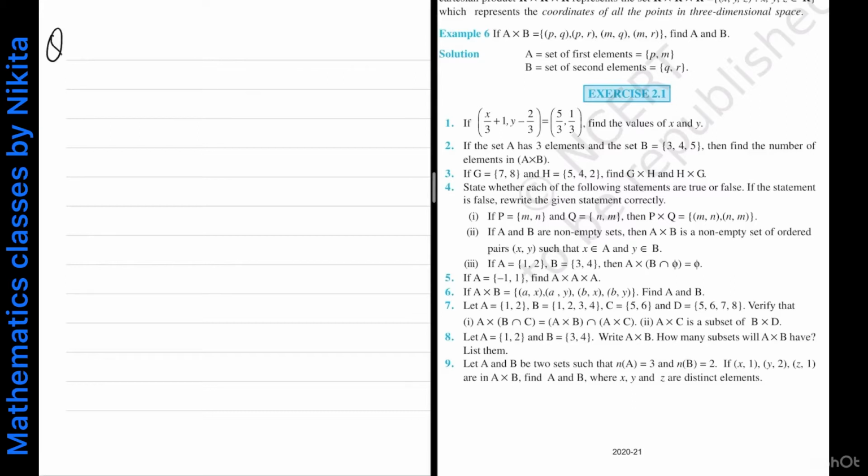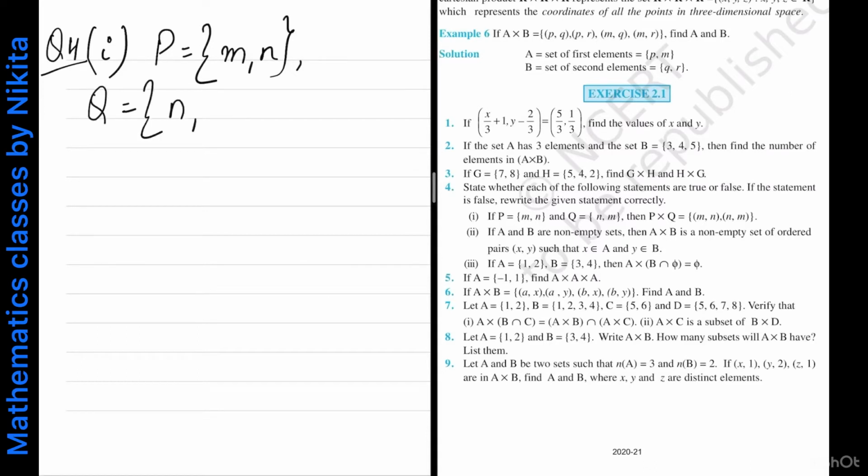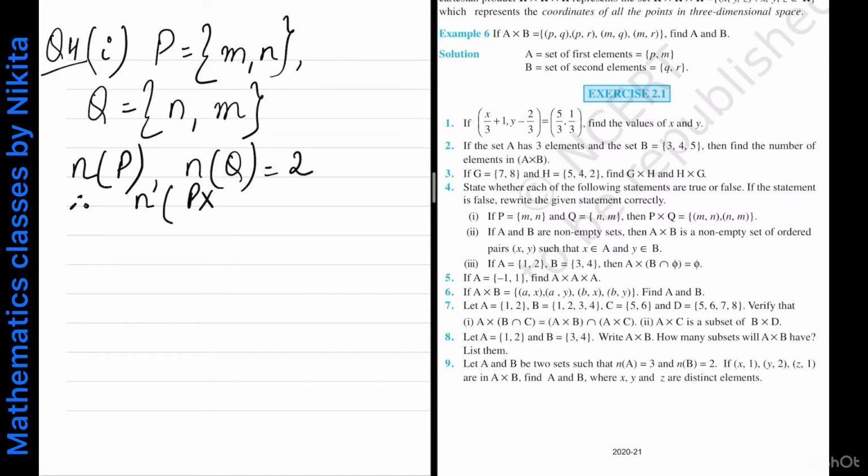So what does the first part say? First part of question number 4 says, if P is equal to {M, N} and Q is equal to {N, N}, then P cross Q is equal to {(M, N), (N, N)}. So is this correct or not? Now first of all, just by checking the cardinality, you can see that number of elements in P, n(P), is 2 and n(Q) is also 2. So therefore what is the cardinality of P cross Q? So P cross Q will have 4 elements, 2 into 2 which is equal to 4.